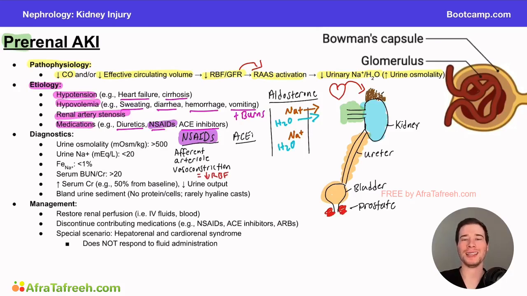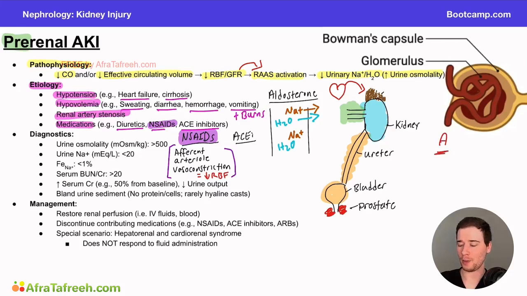So with giving a patient NSAIDs, the effect on the kidney is that we get afferent arteriolar vasoconstriction, and this is going to lead to a decrease in renal blood flow. Just as a quick reminder, there are two key arterioles that we need to know when we talk about the glomerulus. There's the one that goes into the glomerulus, which is called the afferent arteriole.